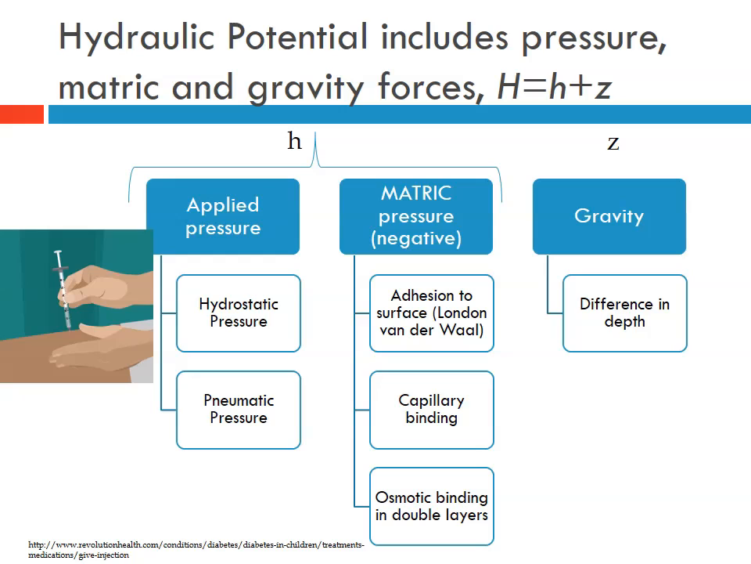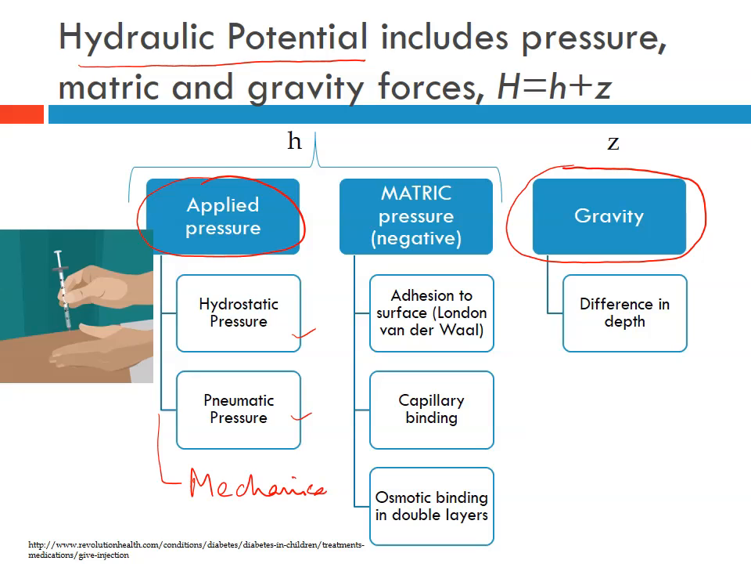To summarize then from those experiments, hydraulic potential, you can think of, is made up of three things. Gravity is a driving force that can push fluid through a porous media, and then applied pressure, like we talked about: hydrostatic, pneumatic, and then mechanical, where I was squeezing the sponge. So this is a mechanical force. So both of these are positive forces acting on the water to make water flow through the porous media.